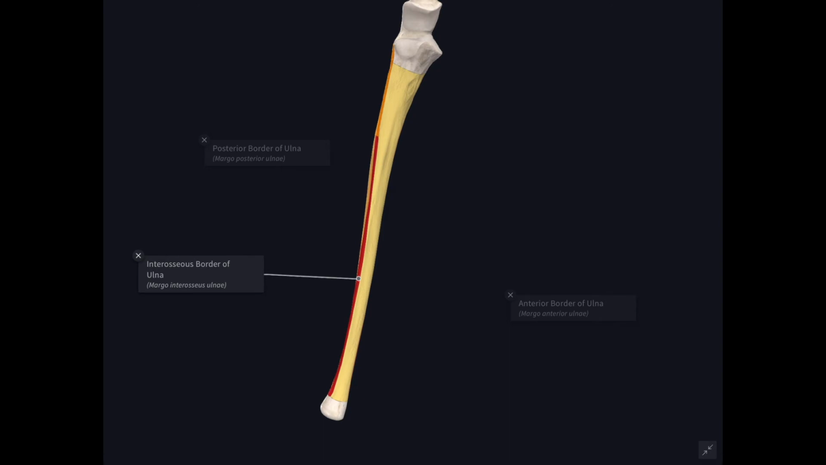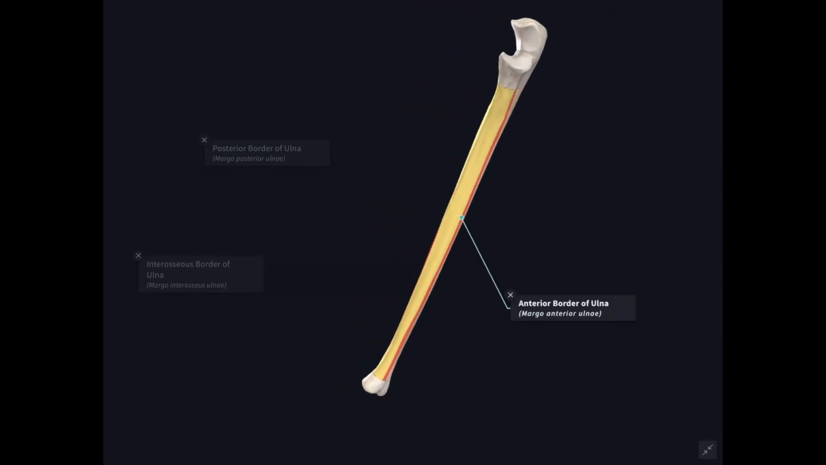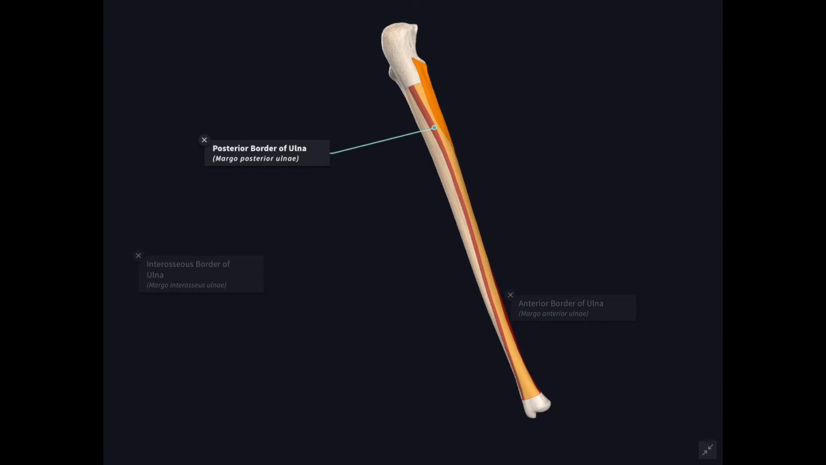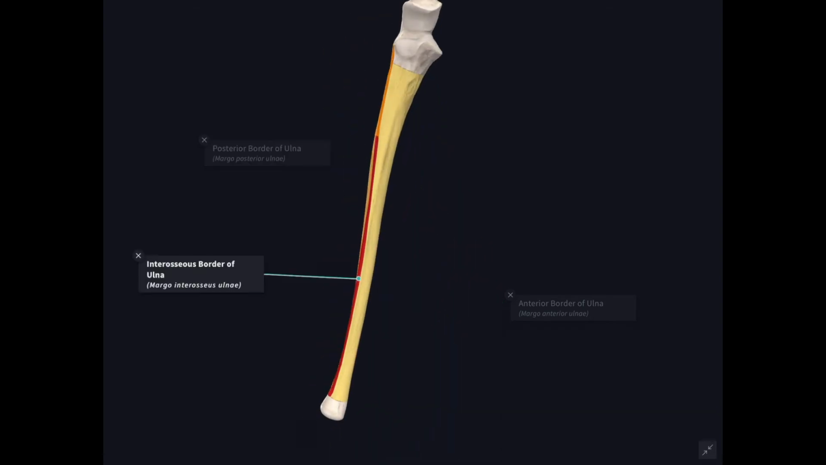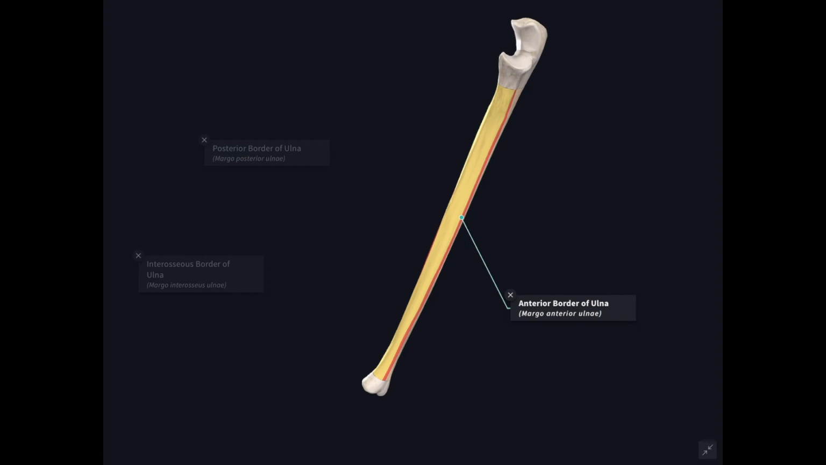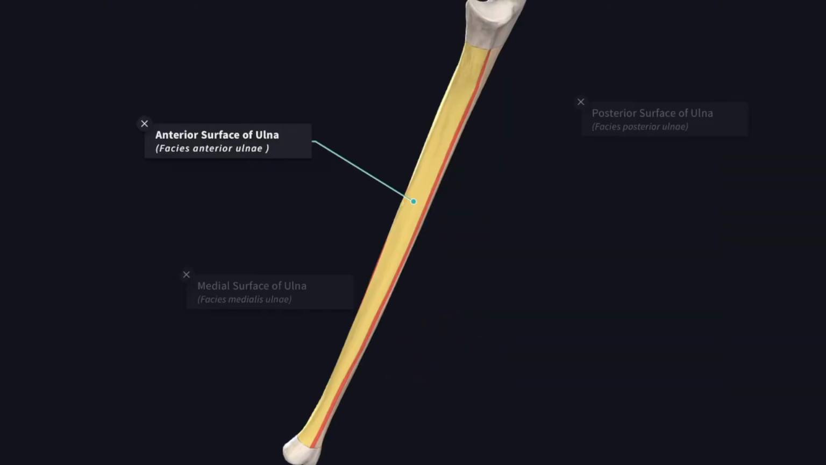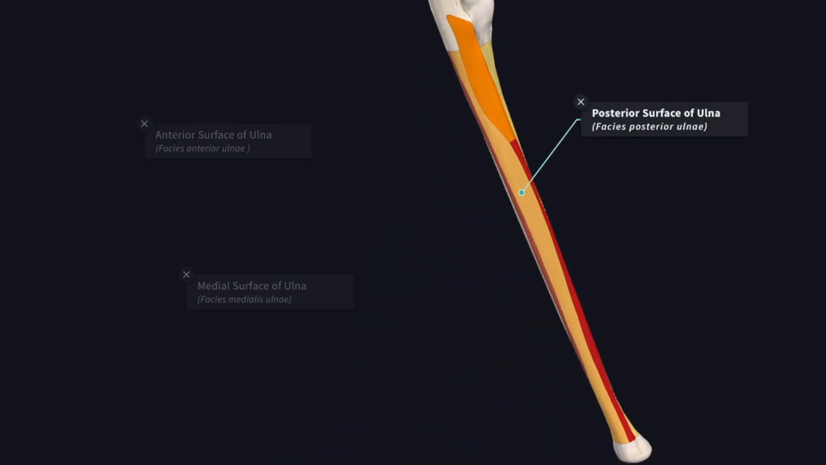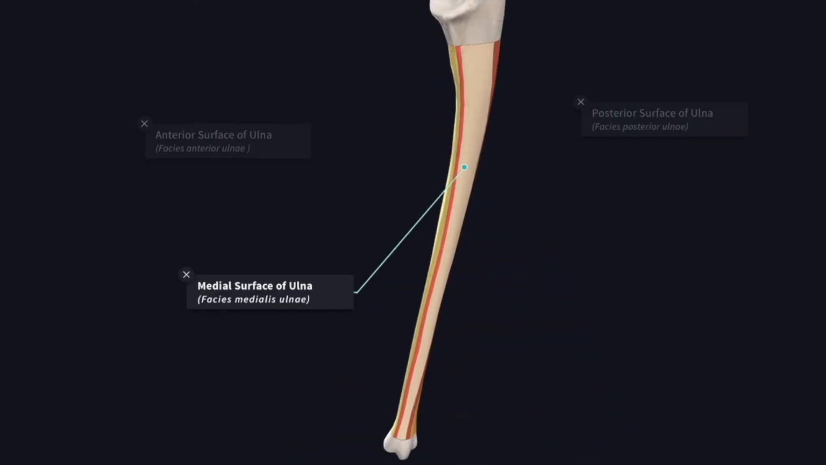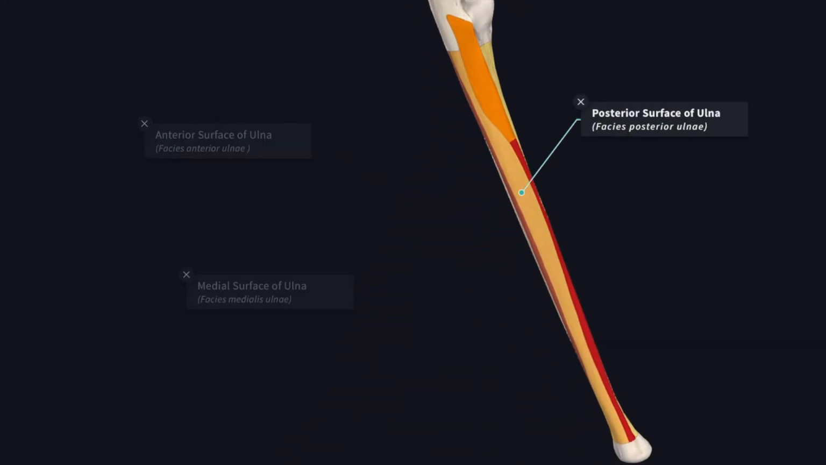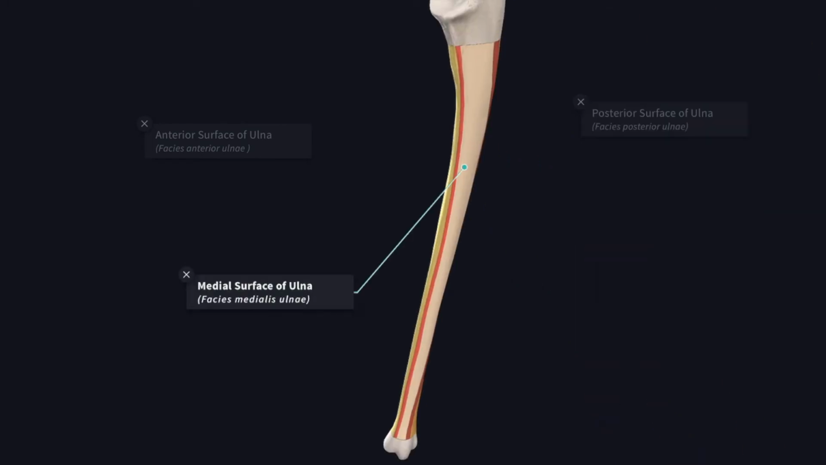The shaft presents three borders: an interosseous border which lies laterally, then you have the anterior border and the posterior border. The shaft presents three surfaces. You have the anterior surface, then you have the posterior surface, and then you have the medial surface. So three surfaces: anterior surface, posterior surface and medial surface.